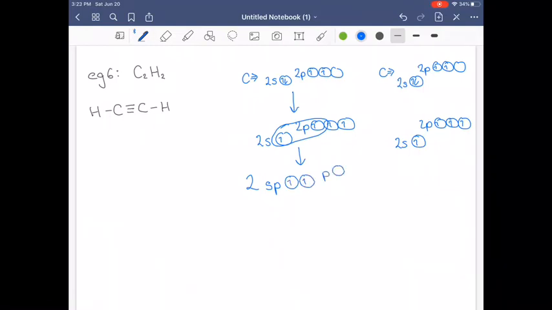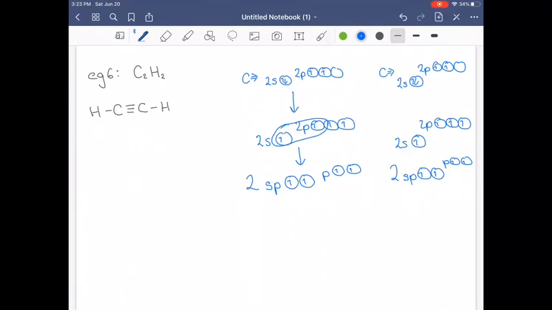leaving 2 p orbitals untouched. Okay, so we'll do the same thing for this carbon. We'll have an sp orbital and a p orbital here untouched.